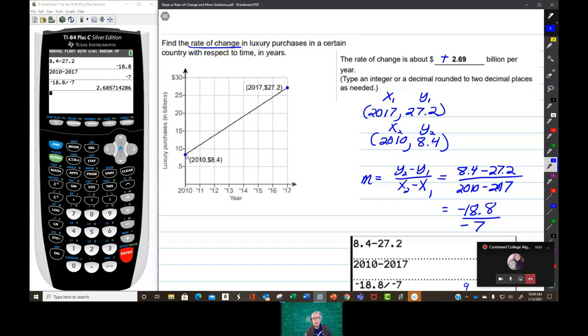Whenever you see a graph and points on the left are lower than points on the right, that's said to be increasing, which is appropriate since the rate of change of luxury purchases is positive, so that means it's going up. It's increasing. Okay, just keep that in mind for a while.